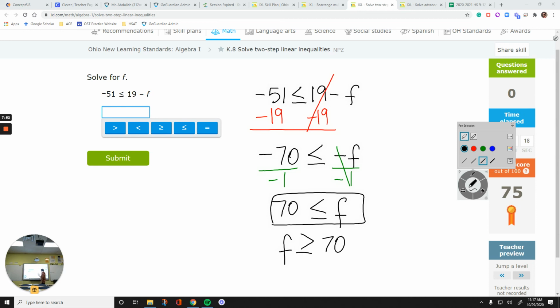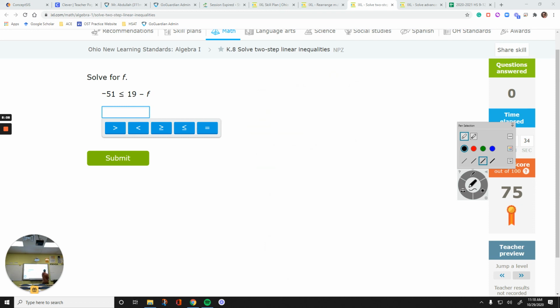Because look at that opening. The opening looks at f. I would like to keep it this way. Because usually when we write an inequality, we start with the variable, put the appropriate sign, and then the number. Okay, probably one last question.